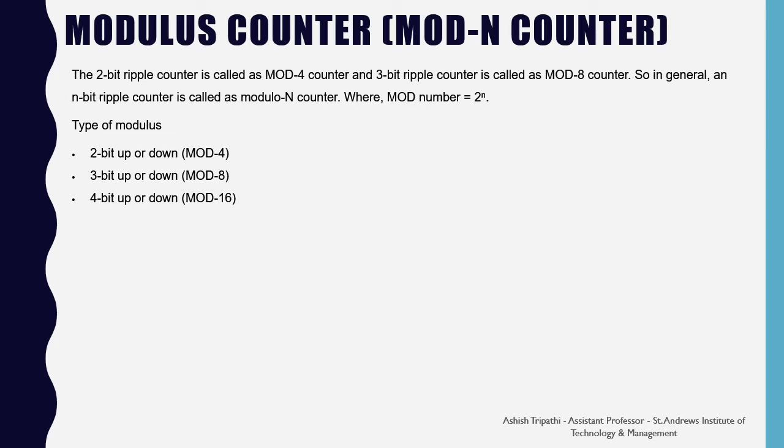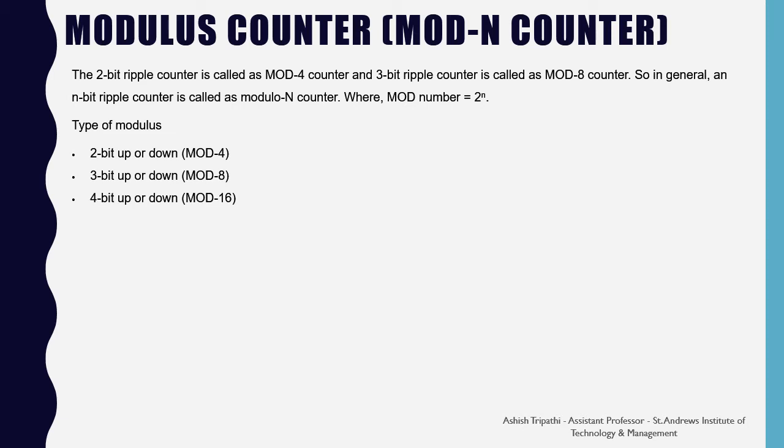And what are the remainders? The remainders will be 0 and 1. So there will be 2 states only. Similarly, if it is a mod 7 counter, then you have to divide the number by 7 and there will be 7 remainders. Likewise 0, 1, 2, 3, 4, 5 and 6. So there are many types of modulus, like 2-bit up and down, that is mod 4, 3-bit up and down, that is mod 8, and 4-bit up and down, that is mod 16.